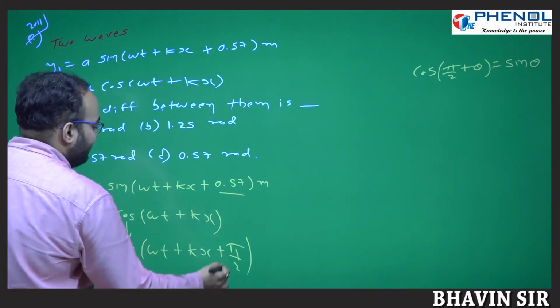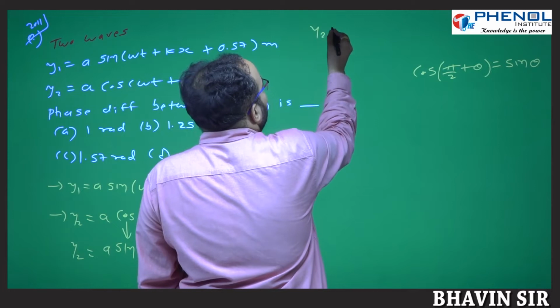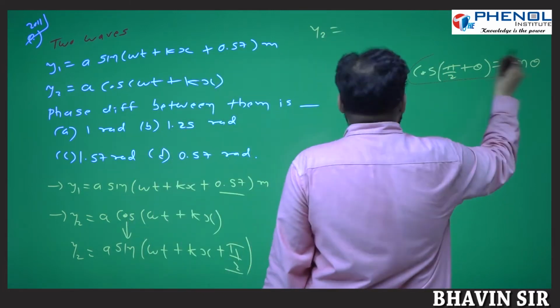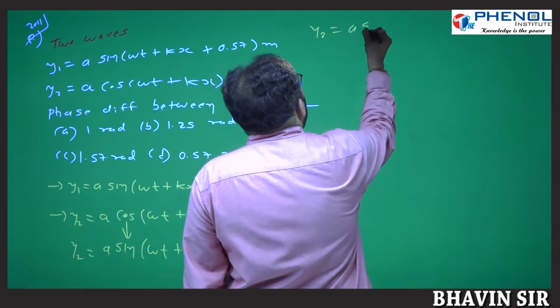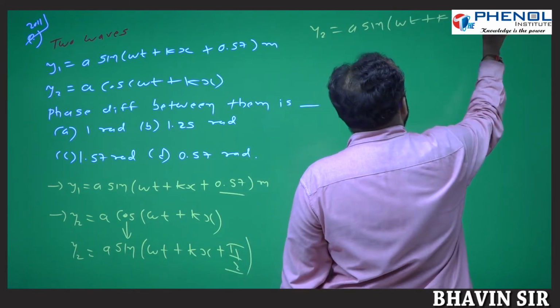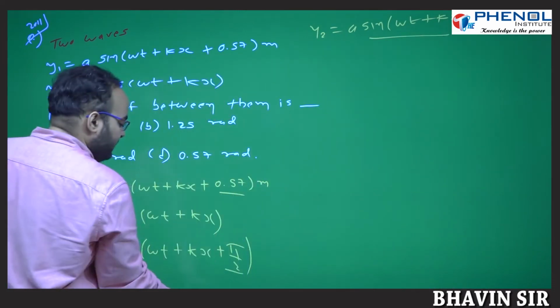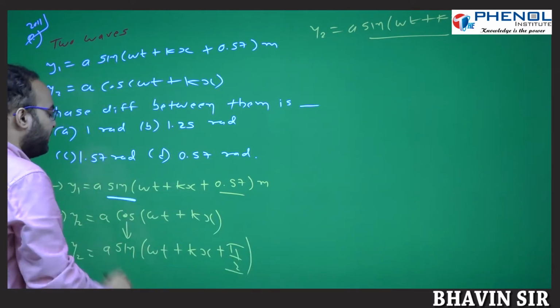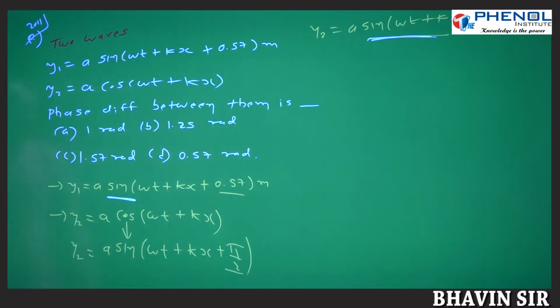But see, this is in radian. So now what is the value of pi by 2? A sin (omega t plus kx). Pi means 3.14, so 3.14 by 2. So now see students, the equation of the first wave is in the form of sine, and the equation of the second wave is also in the form of sine. So now both wave equations are converted into the trigonometric function of sine.